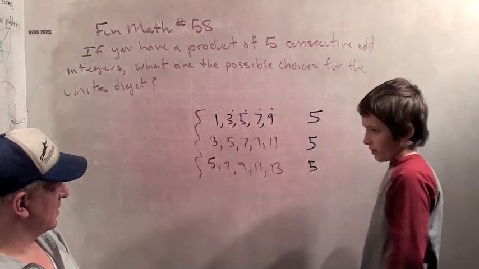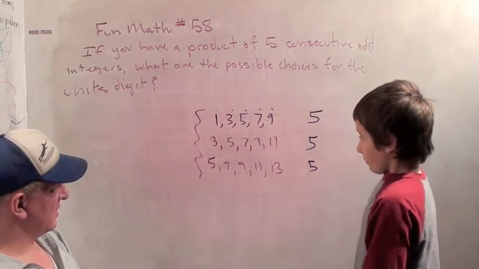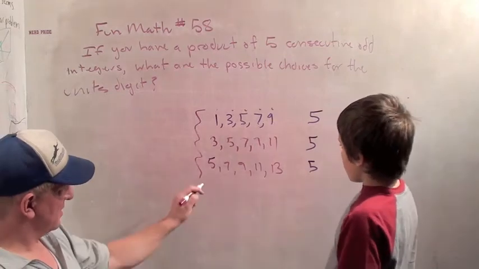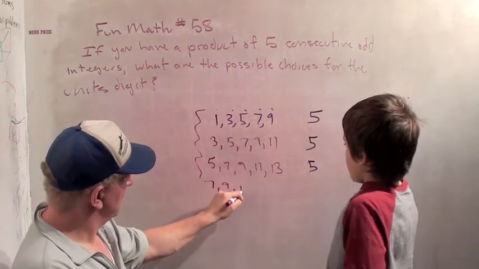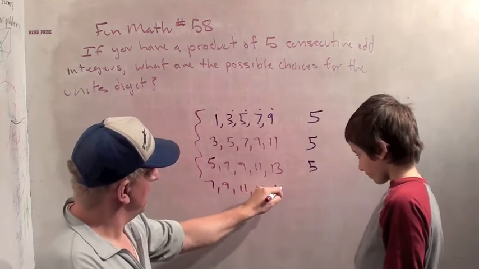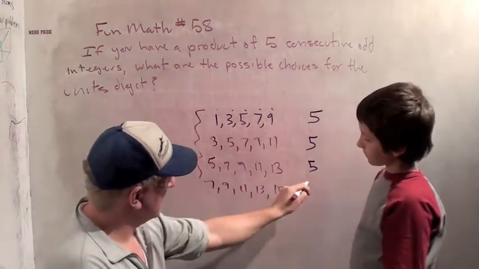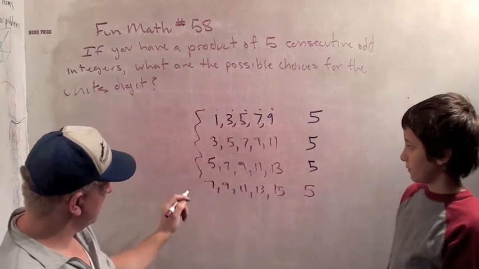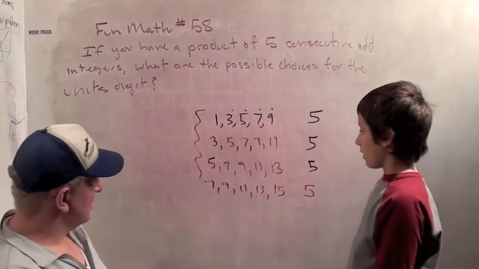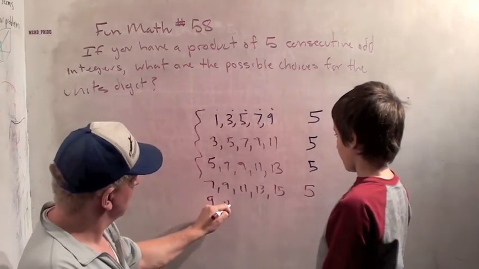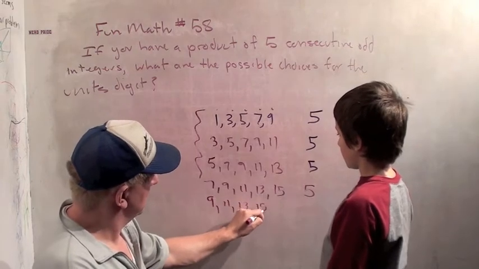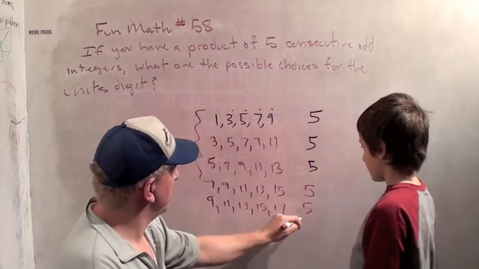We could check another one. What's another one to check? 7, 9, 11, 13, 15. Is that 1 through 9 all scrambled? Yep, sure is. That's going to end in a 5 when we do the product. What's the next one to check? 9, 11, 13, 15, 17. And that's going to end in a 5 because it's the same.